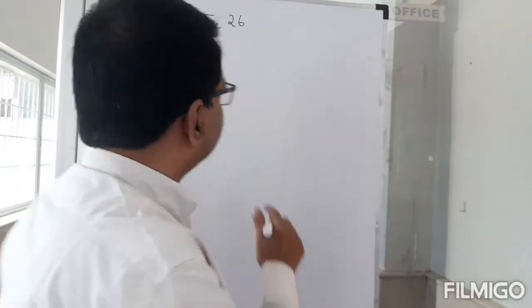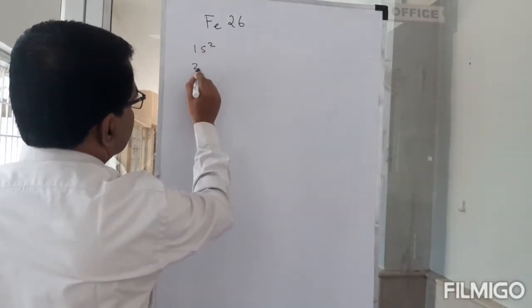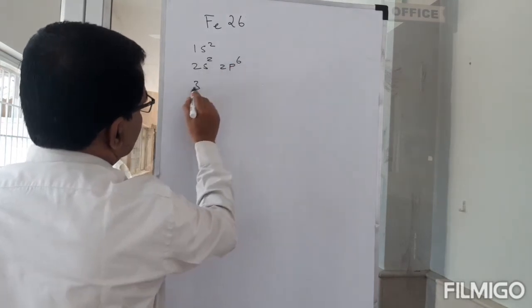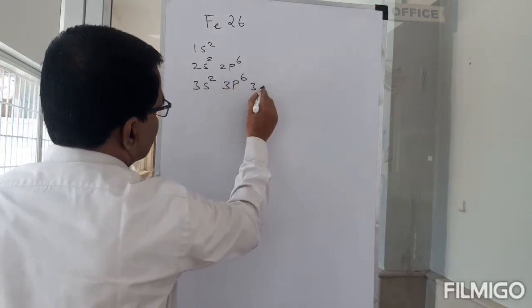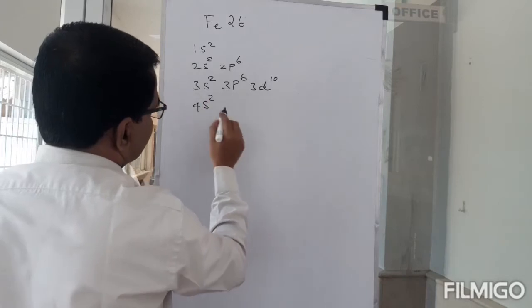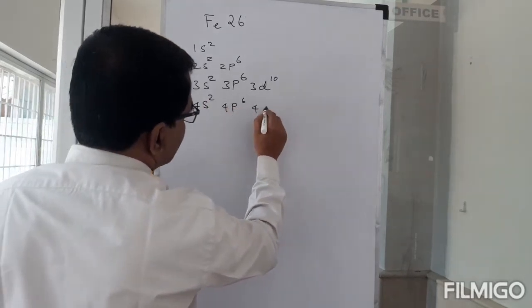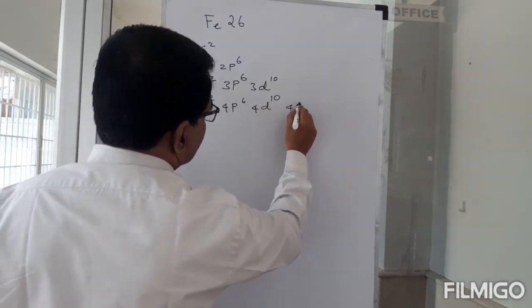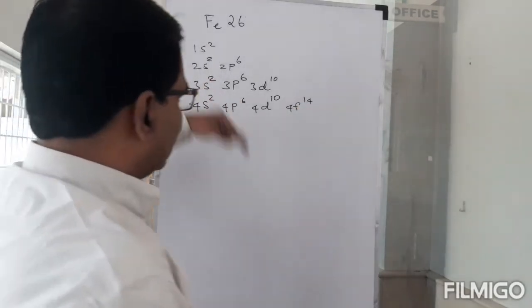We'll do it now. So I have 1s2, then 2s2, 2p6, 3s2, 3p6, 3d10, then 4s2, 4p6, 4d10 and 4f14. It goes on like that.